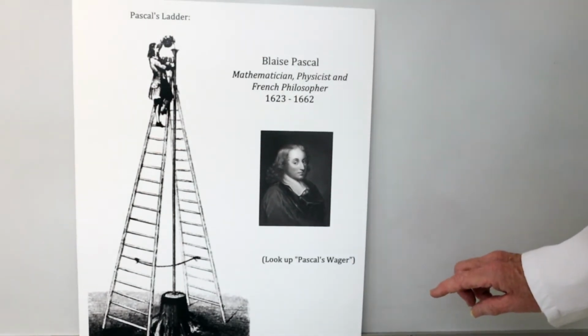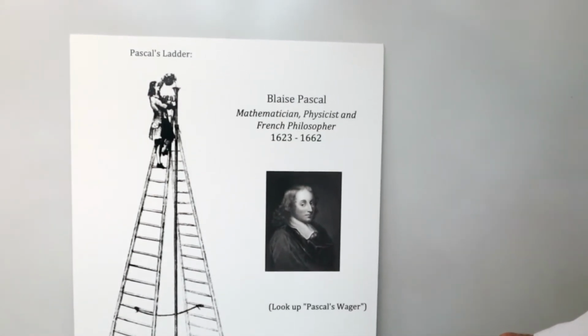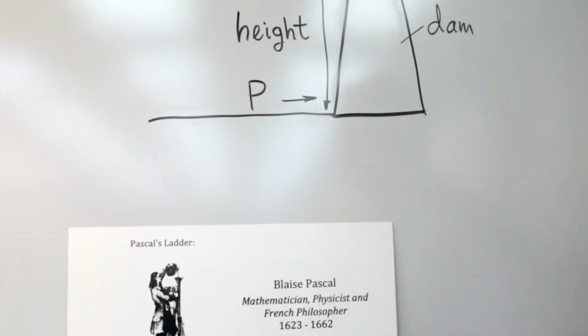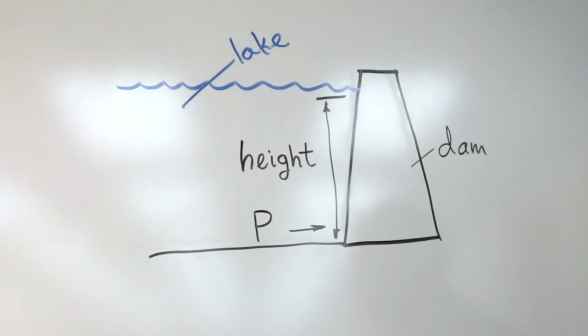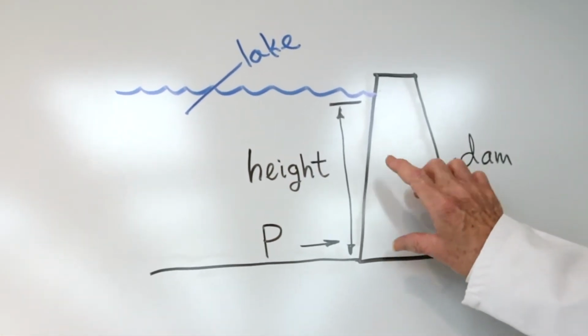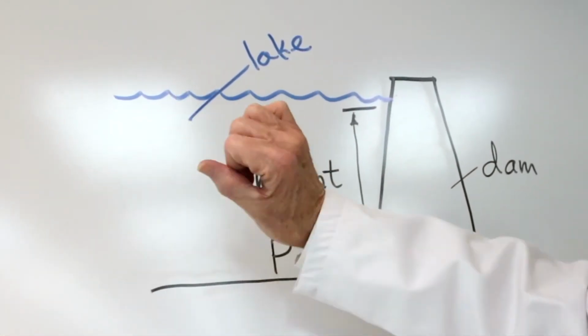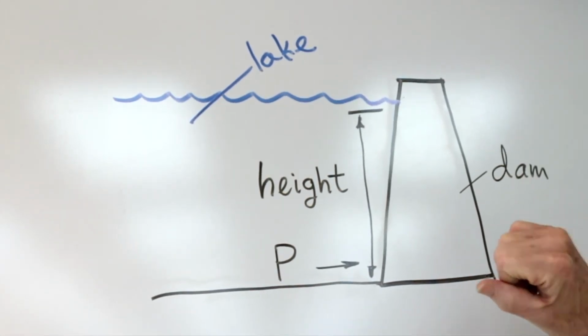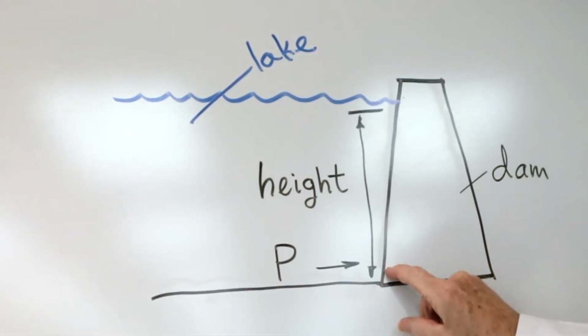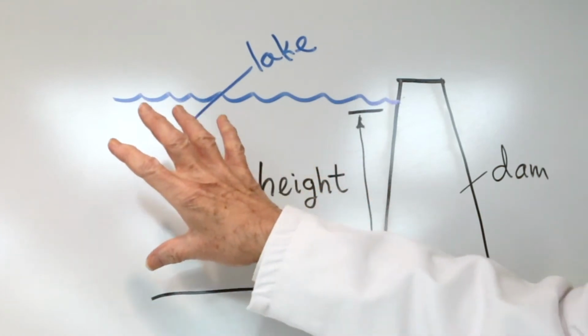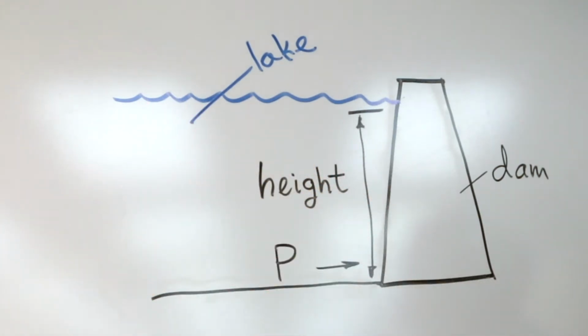Oh, incidentally, look up Pascal's wager if you want to learn a little bit about his philosophy. And then just finally, to demonstrate how this might apply to everyday life today, here's a diagram of a dam holding back a lake of water. Let's say it's Lake Powell. The pressure at the bottom of the dam does not depend upon the size of the lake. It doesn't depend upon how many acres of water Lake Powell holds.